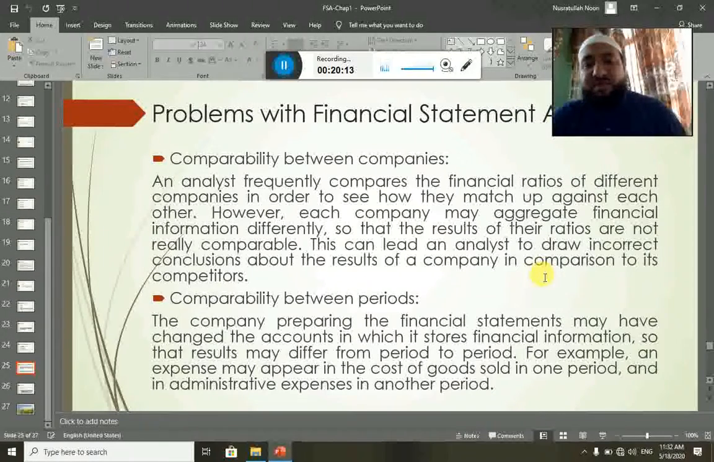The company preparing the financial statements may have changed the accounts in which it stores financial information, so the results may differ from period to period. For example, an expense may appear in the cost of goods sold in one period and administrative expense in another period.